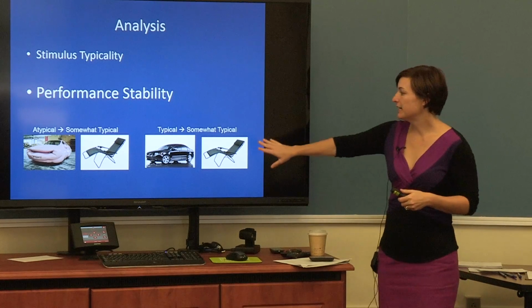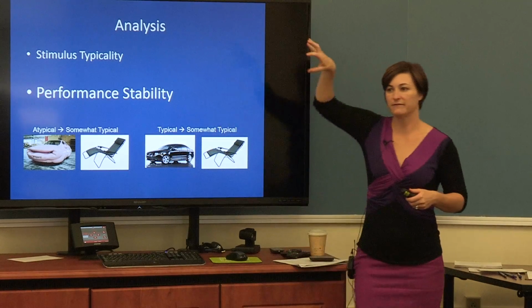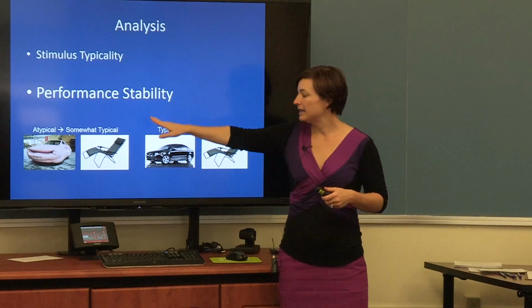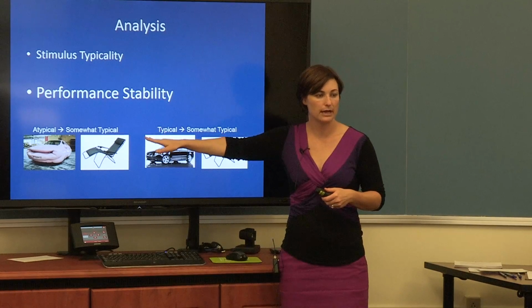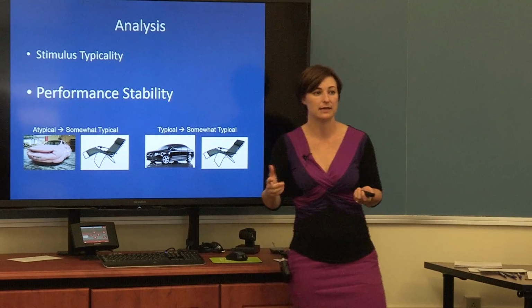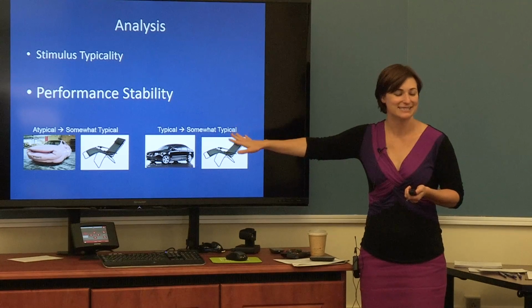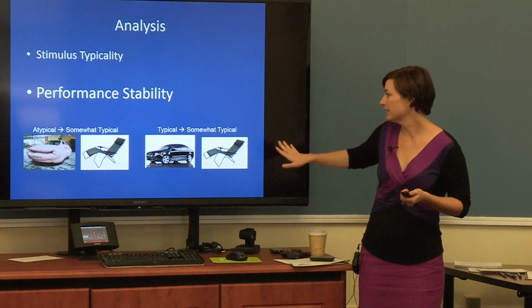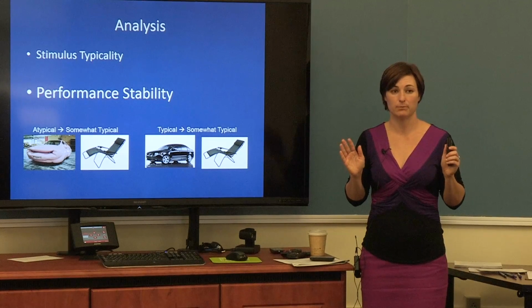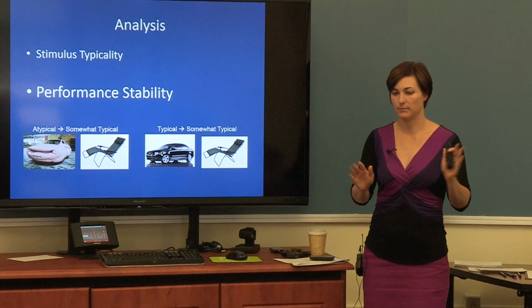So what we want to see is whether if a child saw a somewhat typical stimuli, so you can think of that as falling in the middle of that continuum, if they see an atypical exemplar right before it, do they respond differently? Is their accuracy or reaction time affected? In contrast to when they see typical stimuli right before it. So we're looking at these somewhat typical trials, and we're seeing whether or not we see differences in performance based on whether an atypical exemplar came before or a typical exemplar came before.